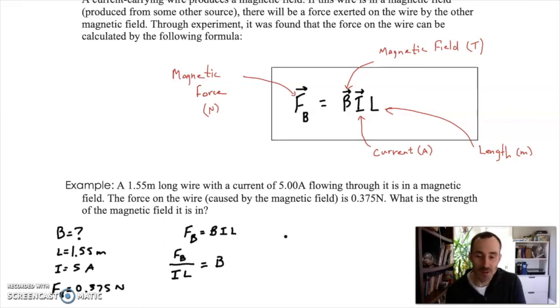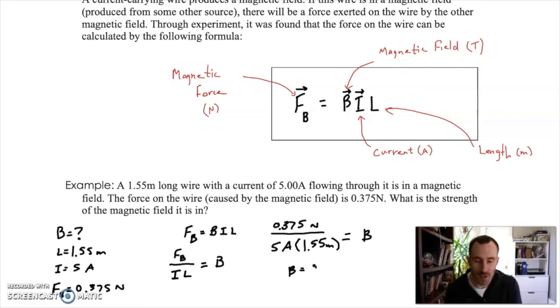Okay, now we put the numbers in. So the magnetic force is 0.375 newtons. Make sure we have the decimal in there. Divide that by 5 amps. Also divide it by 1.55 meters. And that gets you the magnetic field. Finally, that gives us 0.0484 Teslas.